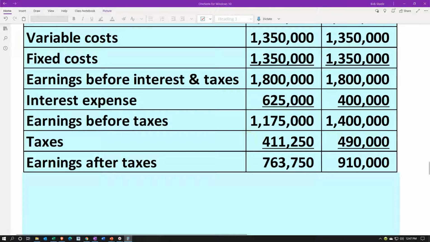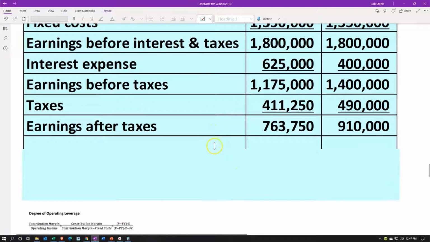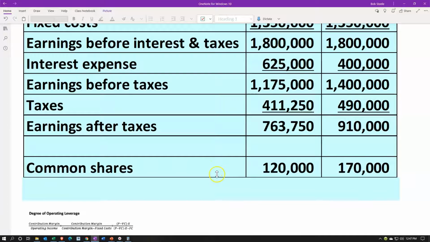So you can see that where the divergence happens with the financing is after basically the operating income or the income before interest and taxes, because the interest will obviously differ depending on the financing, and that will change the taxes related to it as well, making a difference in the bottom line or net income number or earnings after taxes.